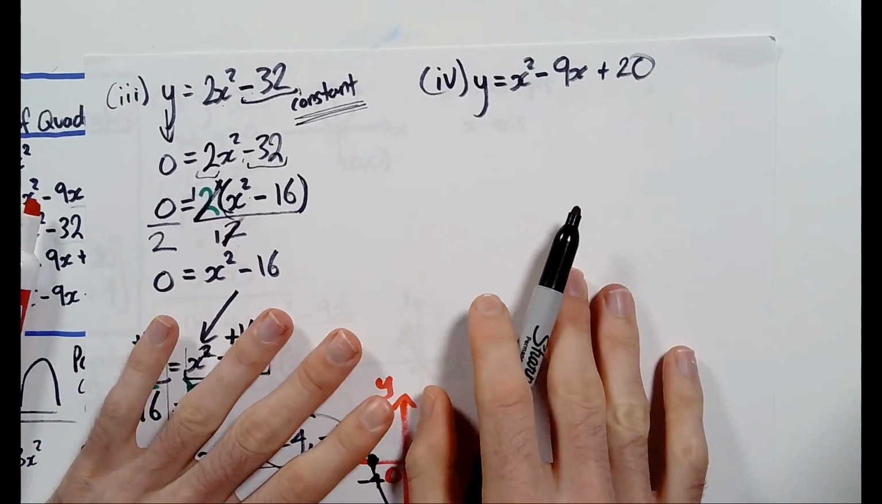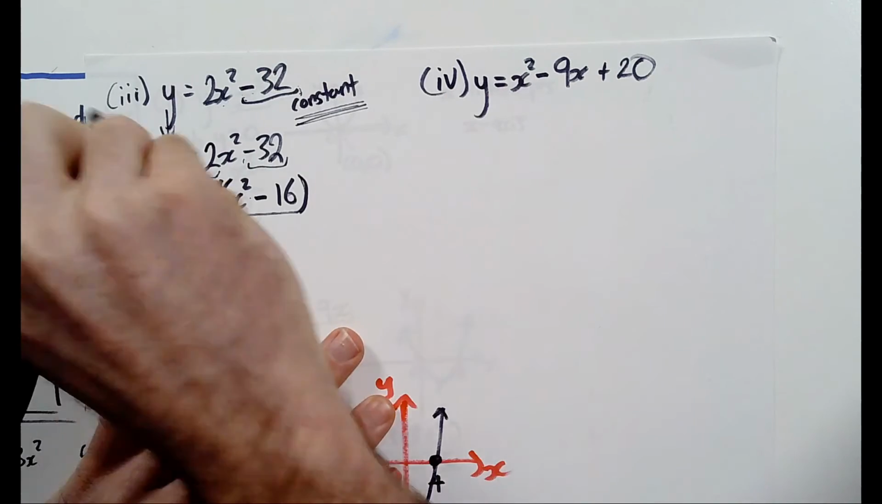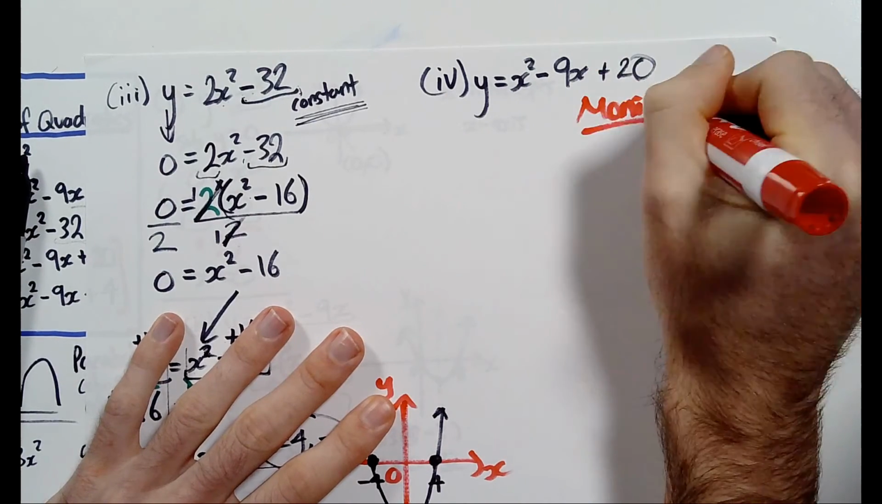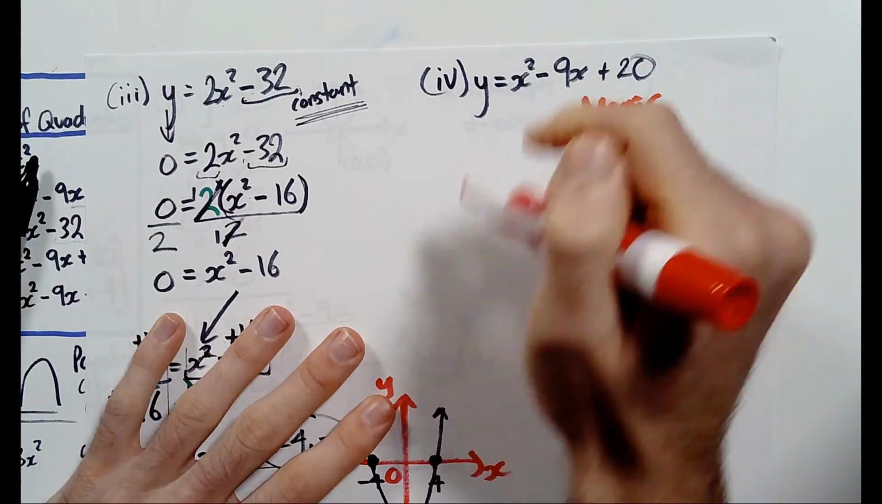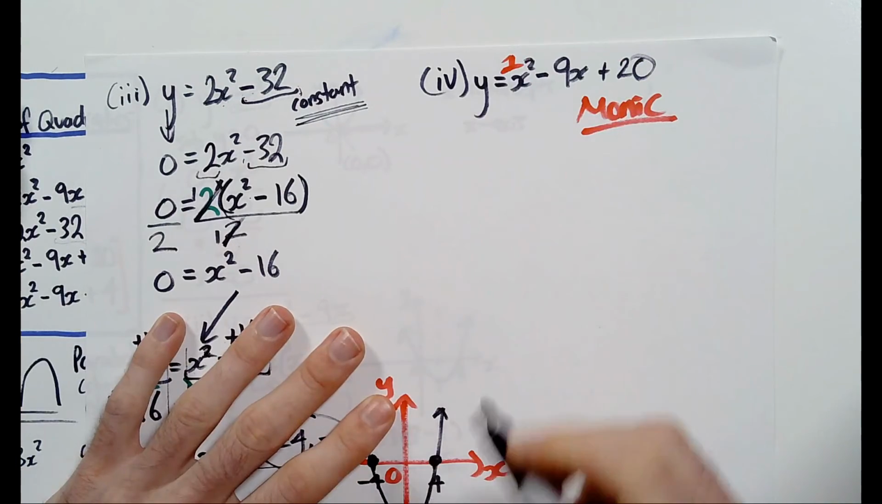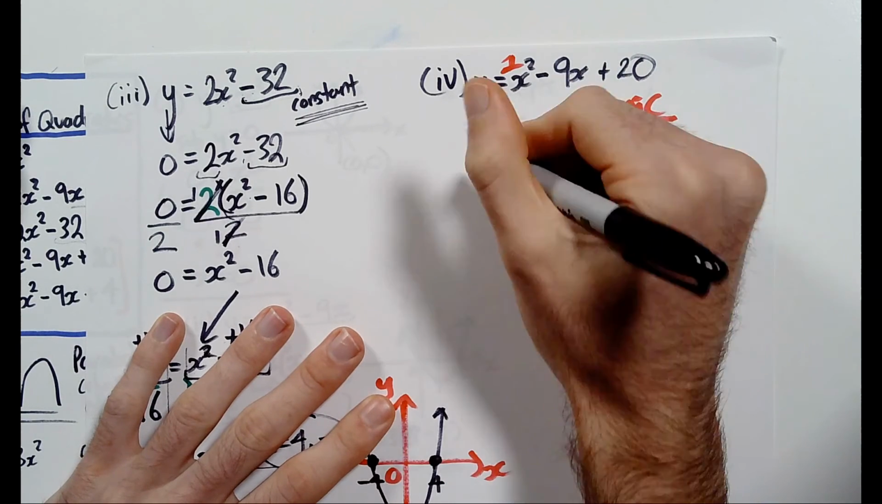Okay, so we're looking at y equals x squared minus 9x plus 20. Because it is a monic, I can use the easy version of PSF. It's a monic because the number before the x squared is 1. There's a 1 before the x squared, which is invisible, so therefore it's a monic.